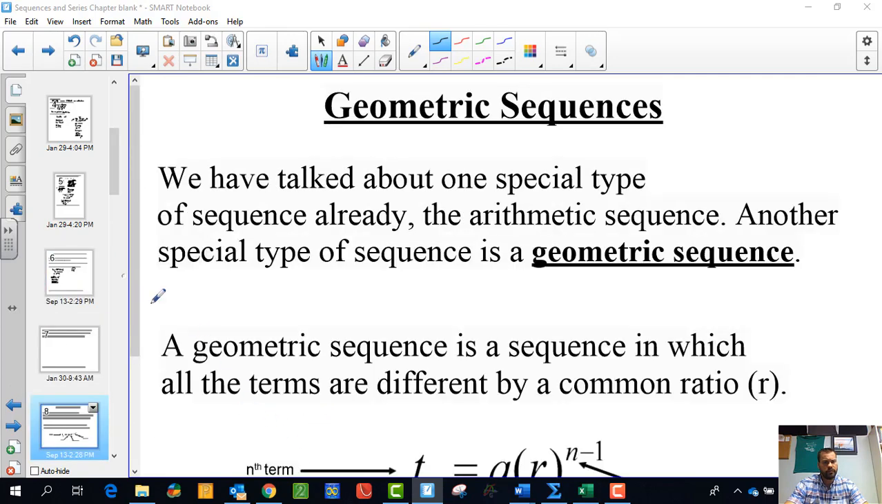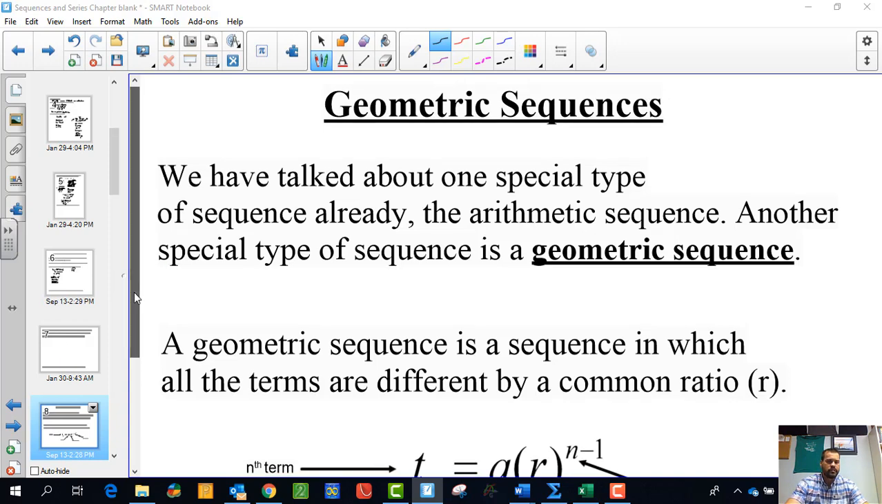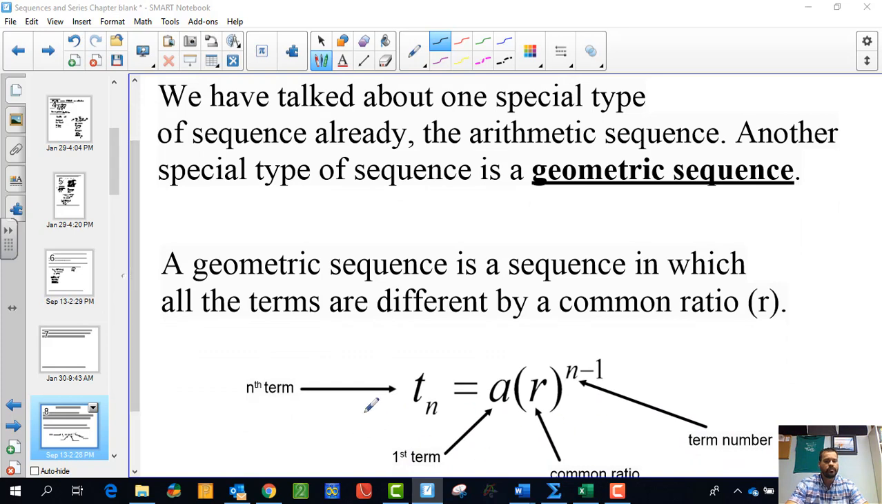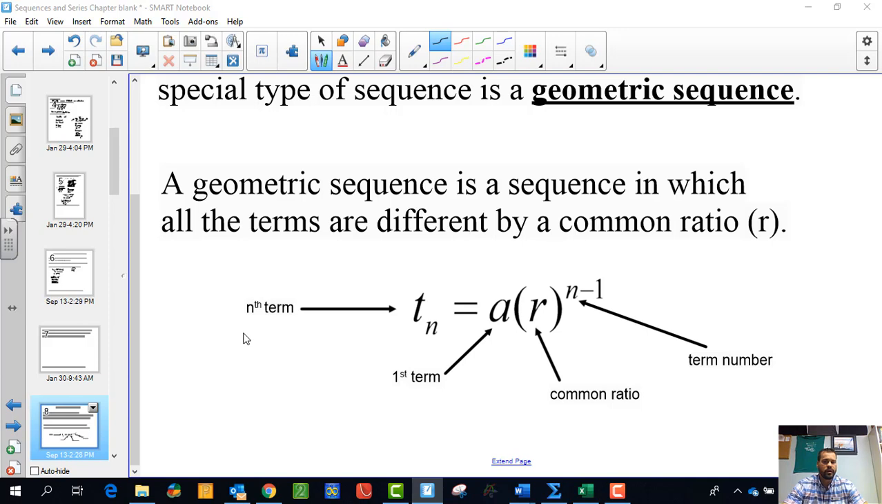And then we'll just move into geometric sequences, and that's where I want to spend the most of my time on this type of sequence. So we talked about arithmetic sequences having a Tn term or an equation that you can write out, and geometric sequences have the same thing. So a geometric sequence is a sequence that has a common ratio.